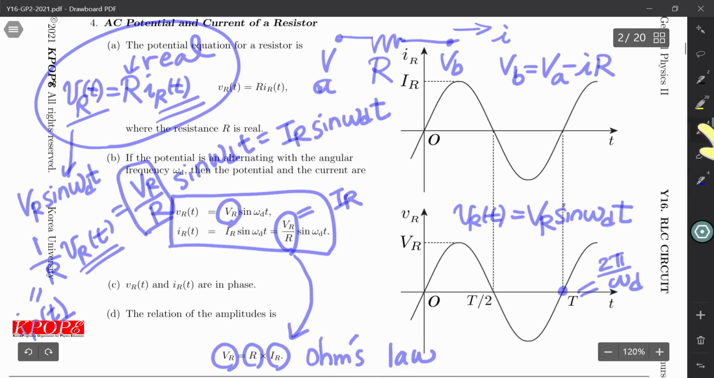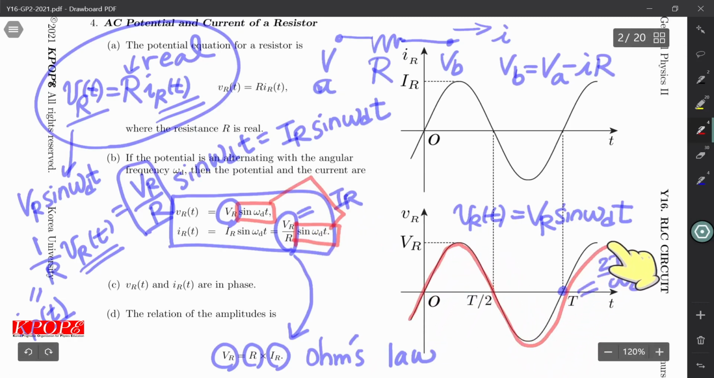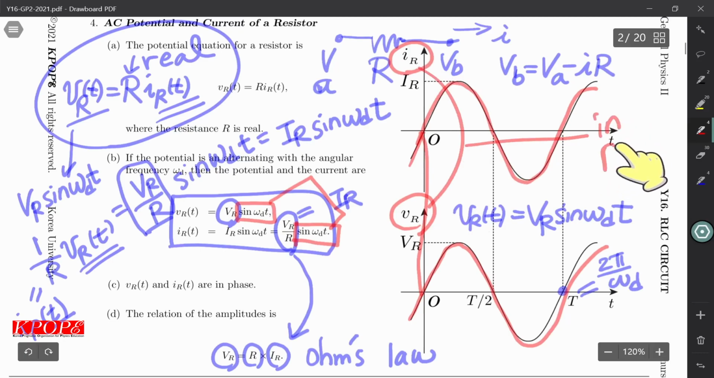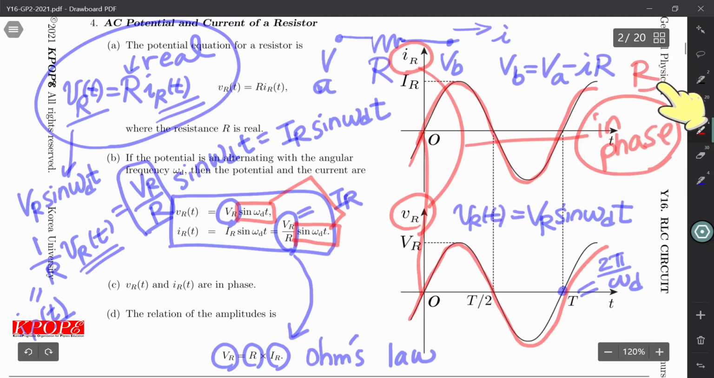In addition, the functional dependence is completely the same. We have a sine function for the potential and exactly the same sine function for the current. So current and potential are in phase. For a resistor, current and potential are completely in phase.